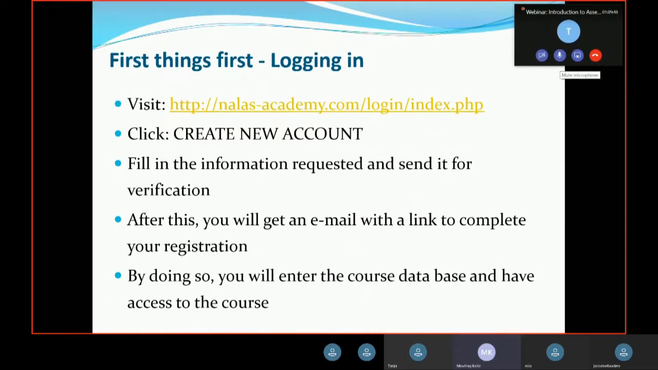But how do we log in to the course? This is a simple instruction. You should visit the NALAS Academy platform, and here you will have to select the asset management course in English language, and select the option for creation of a new account. Then you will fill in the requested information, and you will have to send it. After this, you will receive an email from us with a link on how to complete your registration. And after that, you will have access to the course and to the information in the course.